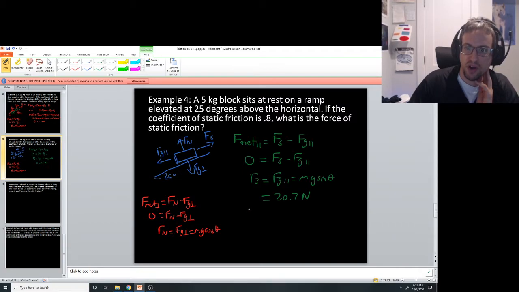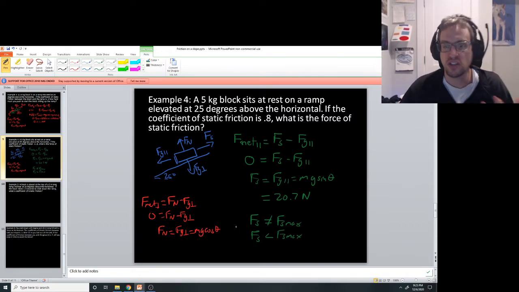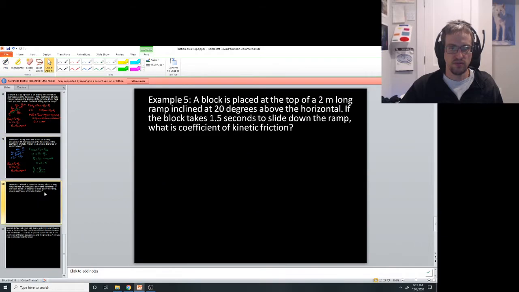But the whole point is that this is not starting to slide. So if it's not starting to slide, Fs does not equal Fs max in this problem, right? Fs is less than that. We can't make that assumption because it's not starting to slide. It's not at the point at which it's starting to slide. It's just sitting there at rest. So we cannot make that assumption. Okay.